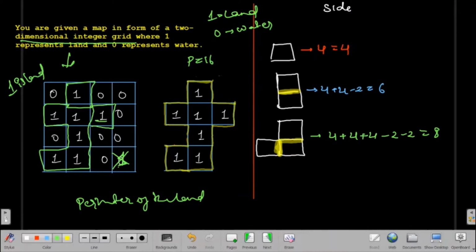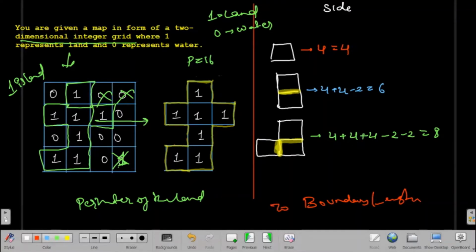So when we remove all the zeros, all the water, from the land, at the end this is how our island will look like. What we have to find is the perimeter of the island. So what is the perimeter of the island? We already know that the perimeter of an island is its boundary length, the total boundary length.